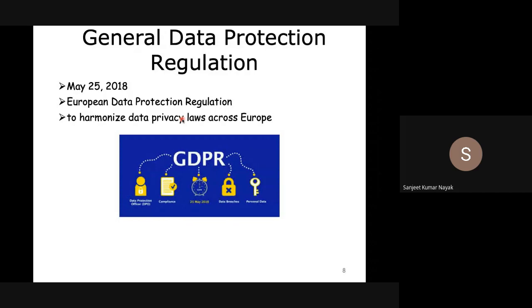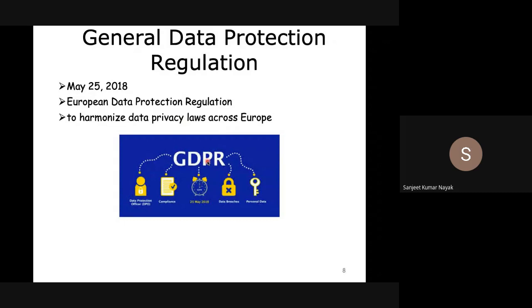Suppose, for example, Facebook wants the citizens of the European Union to open their account in Facebook. If Facebook wants that, then they have to be GDPR compliant. What is the meaning of GDPR compliant? It means they need to abide by the rules, regulations and articles mentioned in GDPR.